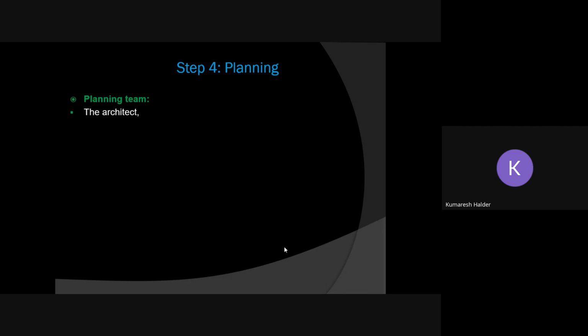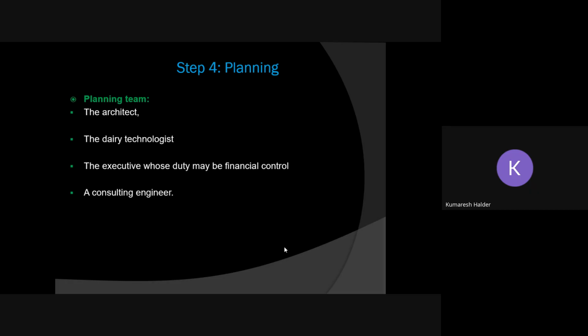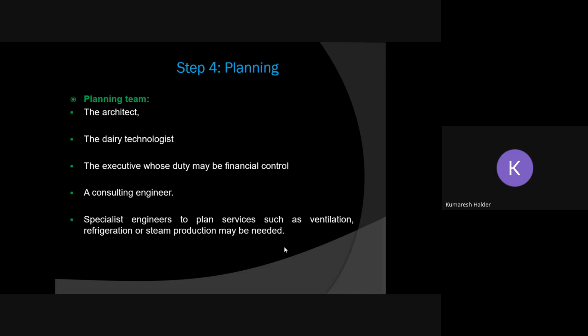Then planning. Based on the information you have collected, you have to go through planning. There is a specific team you need to build for planning. Part of the planning team will be an architect, then a dairy technologist, and an executive whose duty may be financial control. Finance people should be there. Then a consultant engineer. These are the people who should be helping you. Then a specialist engineer to plan services such as ventilation, refrigeration, and steam production, which may be needed. So we need to prepare a planning team, because otherwise there may be mistakes. We always try to minimize mistakes, because finance and capital cost are involved here.